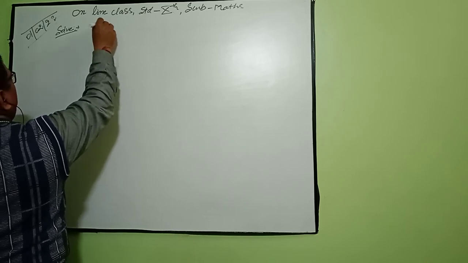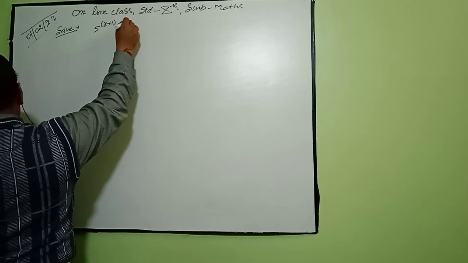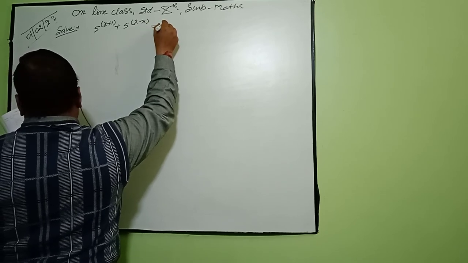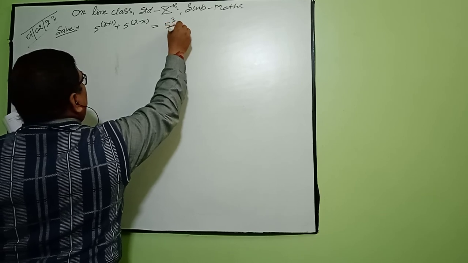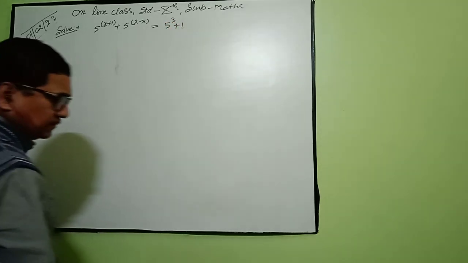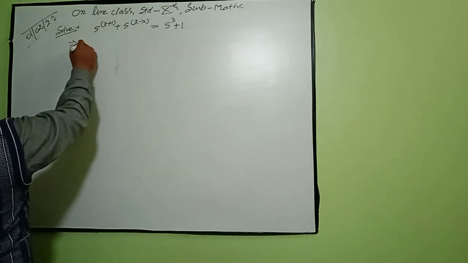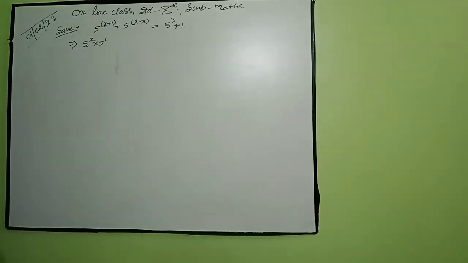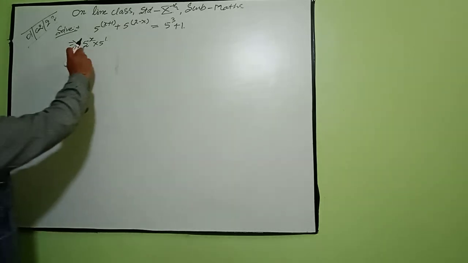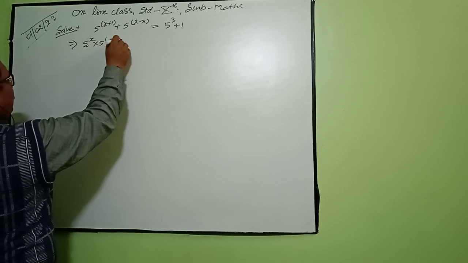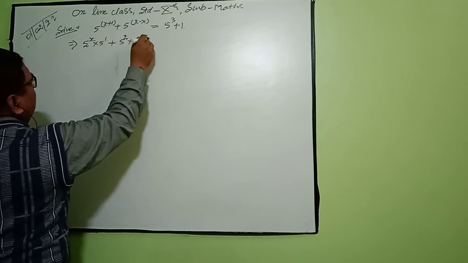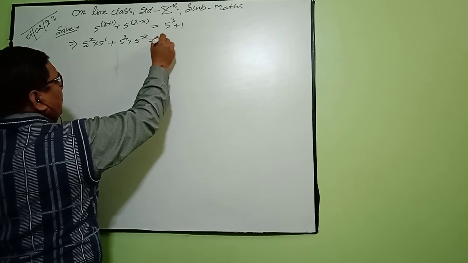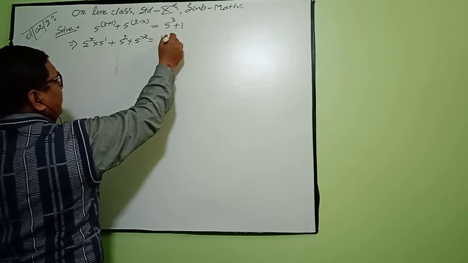5 to the power x plus 1 plus 5 to the power 2 x minus 2 minus x equal to 5 to the power 3 plus 1. Okay. Now we will write this way: 5 to the power x into 5 to the power 1. This is the property of exponents and radicals. Plus 5 to the power 2 into 5 to the power minus x equal to 5 to the power 3, 125, 5 into 5 into 5 plus 1.